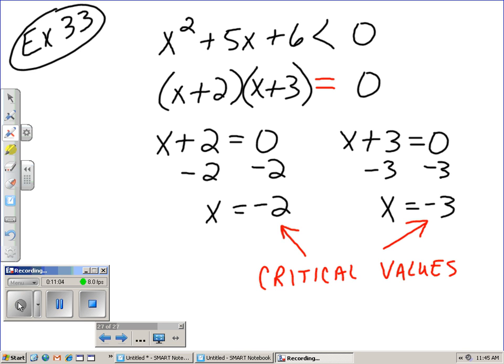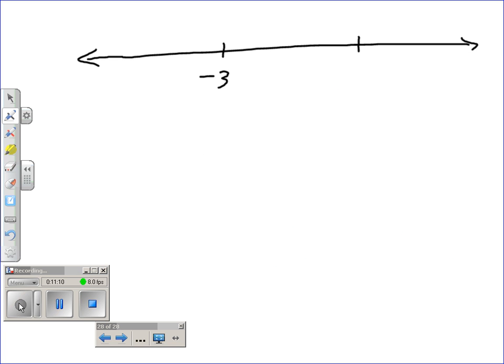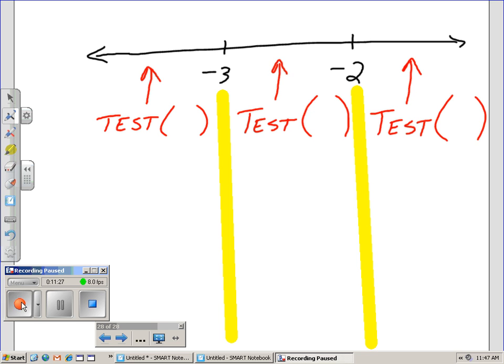Now let's get a visual of what we're talking about. Here's my number line. I'm going to put -3 here because, of course, -3 is lower than -2. And we have 3 intervals to test. I want to test a number in that interval, and I want to test a number in that interval, and I want to test a number in that interval.